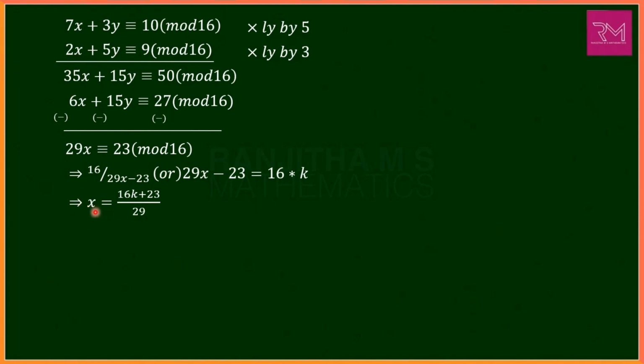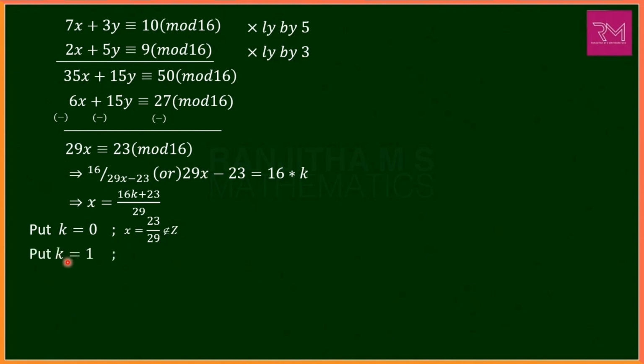From this, we find the x value by substituting k values 0, 1, 2, 3, etc., and we have to obtain an integer value for x. First, we put k as 0. Then 16 into 0 is 0, plus 23 by 29, so we get x as 23 by 29. That obviously does not belong to the integers Z, because integers contain 0, plus or minus 1, plus or minus 2, plus or minus 3, etc., up to infinity. It does not contain fraction values, so it does not belong to Z.